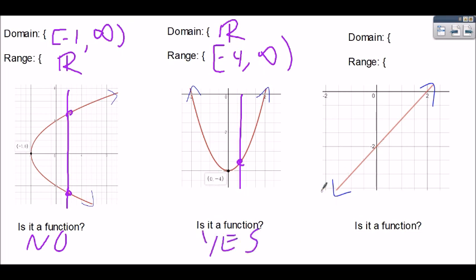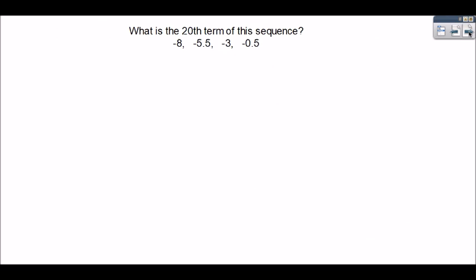How far left? Forever. How far right? Forever. All real numbers. How far down? Forever. How far up? Forever. All real numbers. Is this a function? Draw my vertical line down, crosses once. Once means yes.